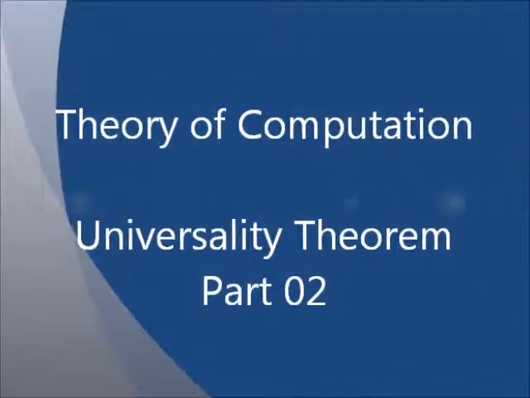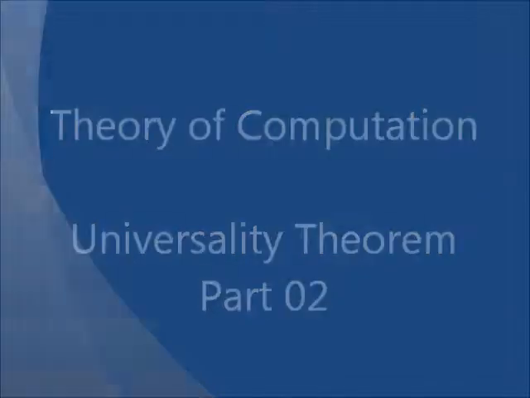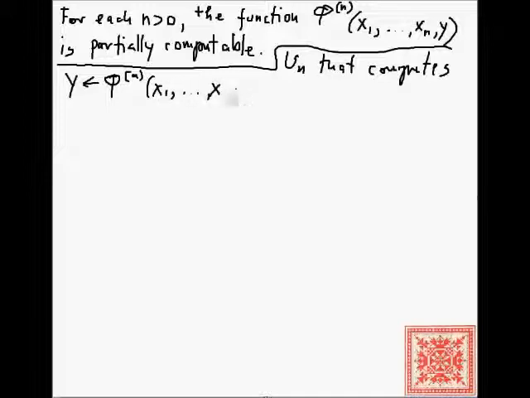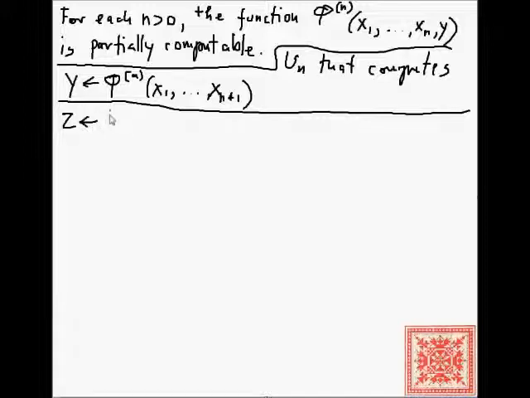So let's continue with our gradual proof of the universality theorem. Again, we'll go step by step, building on what we have built so far. So this is the statement. We're constructing a universal program, u sub n, that computes this function, phi of n, x1 through xn plus 1, or f phi n x1 through xn y, where x1 through xn are arguments to the program whose number is y.